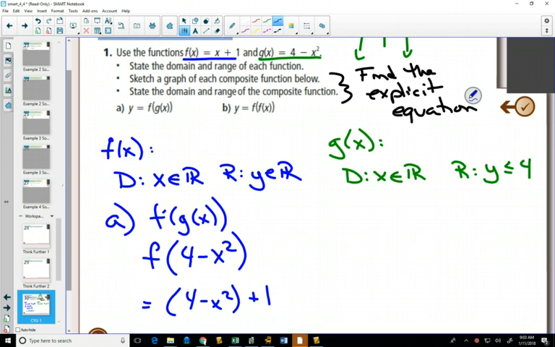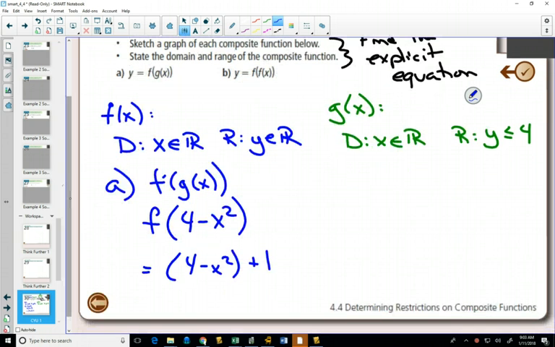And so if we simplify this, can you see that you'll get negative x squared plus 5? What kind of graph is that? It's a parabola going down, shifted up 5 units. You can use your transformations unit to quickly get a graph.